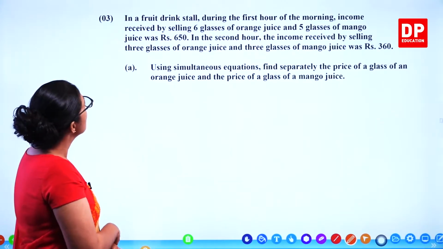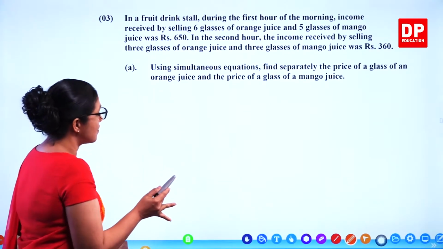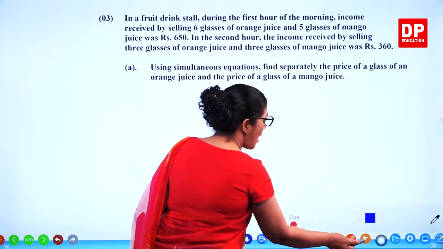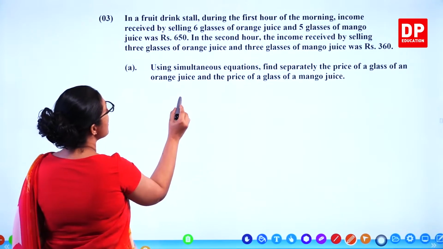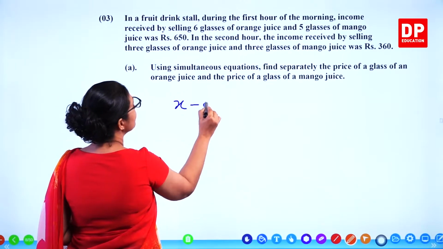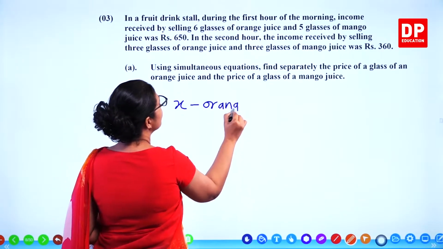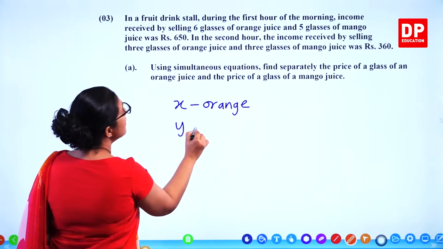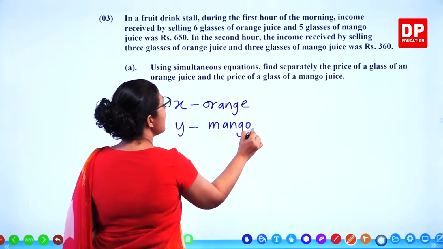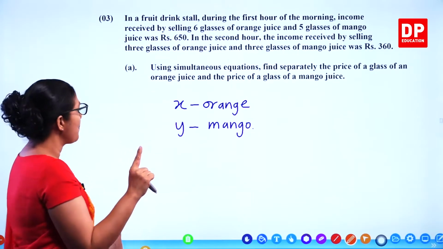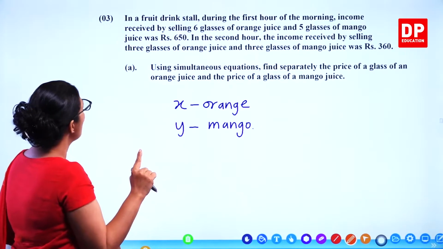So let's take X as the number of orange juice glasses, Y as the mango glasses. So you have to take one is X and one is Y. Now we'll create the equations.